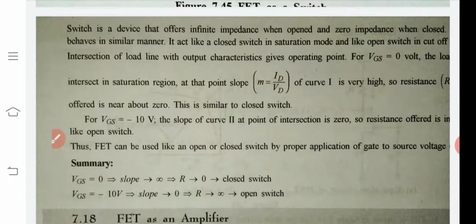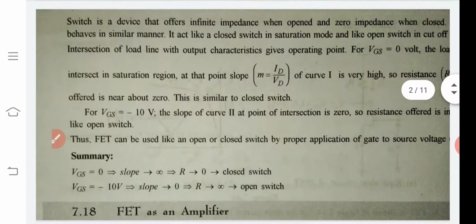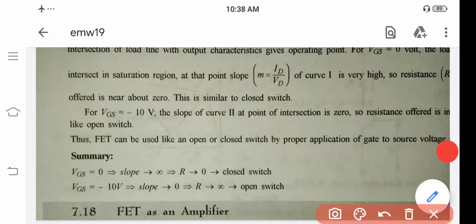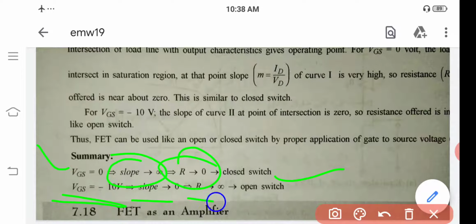Thus FET can be used like an open or closed switch with proper application of gate to source voltage. VGS equals 0: slope is infinite and resistance is 0, so closed switch. And VGS equals minus 10 volt: slope is 0, R is infinite, it is an open switch.